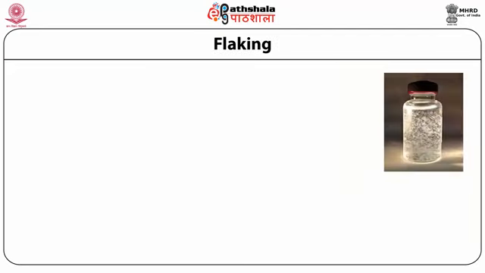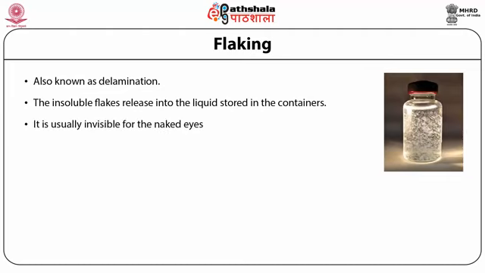Now, the second defect of glass, as we already discussed, is flaking. Let us see what flaking is. Flaking is also known as delamination, and the diagram shows how delamination of the glass occurs. The insoluble flakes are released into the liquid stored in the container. It is usually invisible to the naked eye.